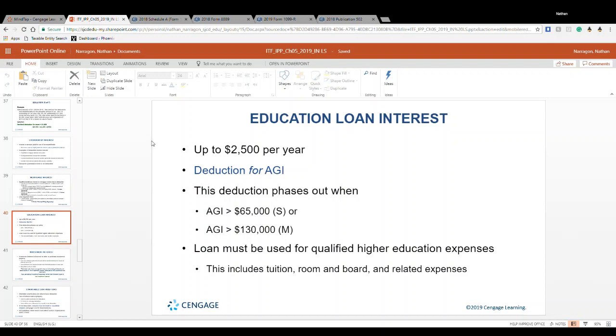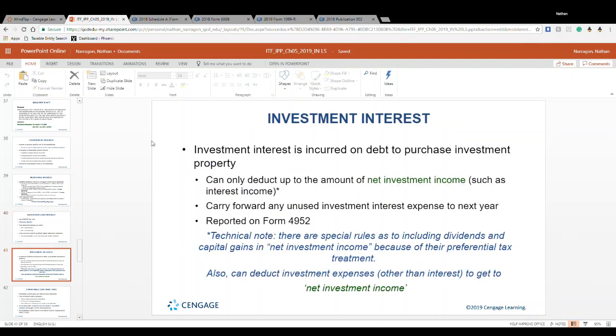Now they do phase out. So if your AGI is greater than $65,000, or $130,000 married filing jointly, guess what? You didn't get to qualify for the interest. It is done. Okay? The loan must be used for qualified higher education expenses. So again, tuition, room and board, and any related expenses. Of course, that's all we do. Wink, wink, nudge, nudge. So make sure it is used for higher education expenses.